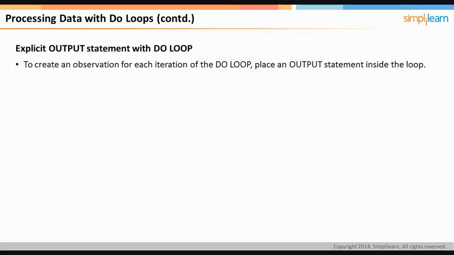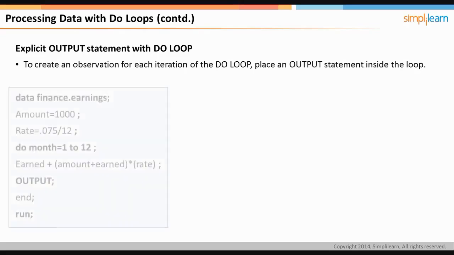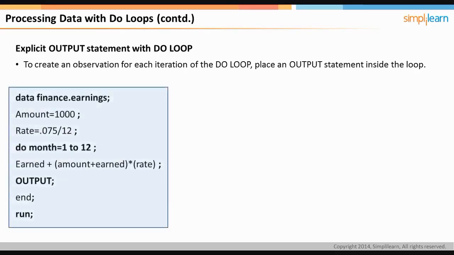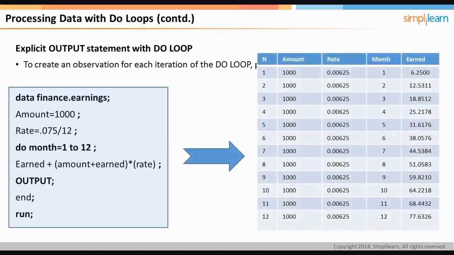Default data step contains an implicit output statement at the end of the step. But placing an explicit output statement overrides automatic output, causing SAS to add an observation to the dataset every time the explicit output statement is executed. For example, if we use the explicit output statement in the do loop as shown in the program, calculations for each value of the index variable will be stored separately in the output dataset. The output will appear as shown.